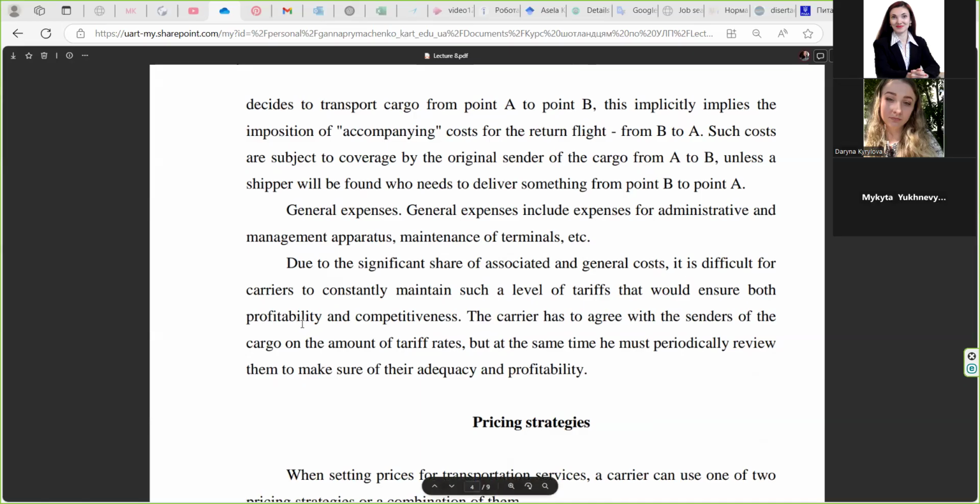So, general expenses. General expenses include expenses for the administrative and management apparatus, maintenance of terminals, etc.